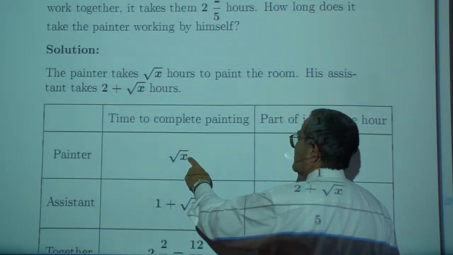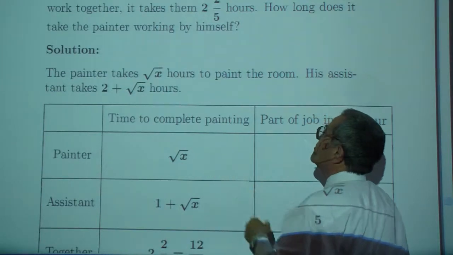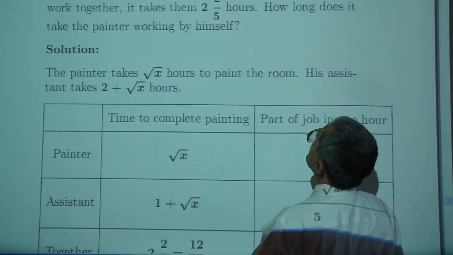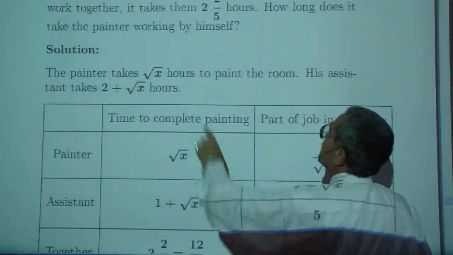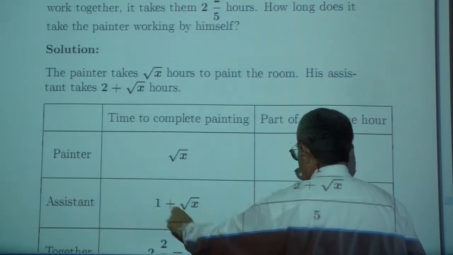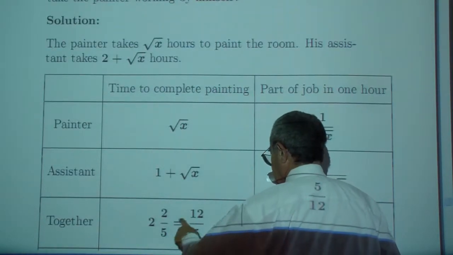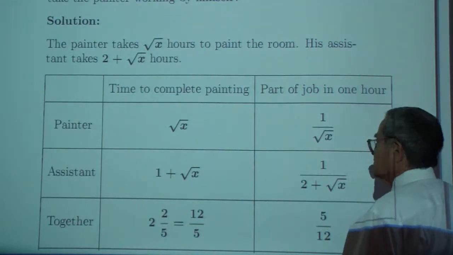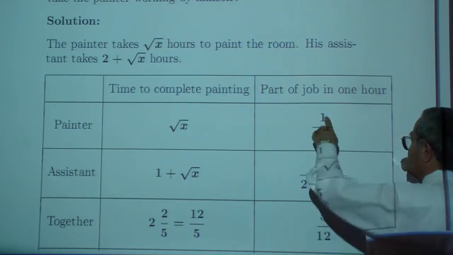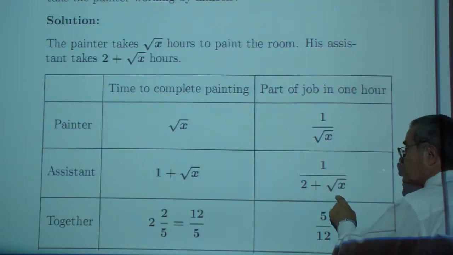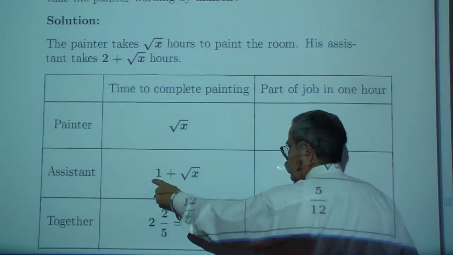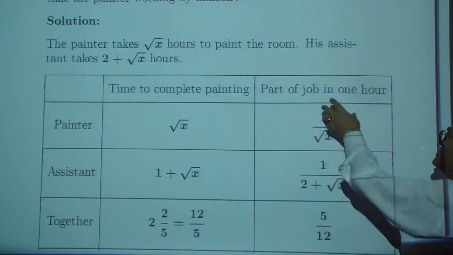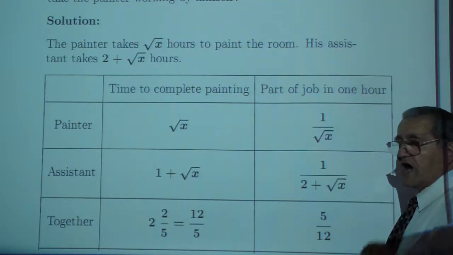The painter takes square root of x hours to paint a room or whatever he paints. His assistant does it in 2 more hours. That should be 2. And this comes out to be 12 over 5. The reciprocal is 1 over square root of x, 1 over 2 plus square root of x. That 2 is correct. That should have been a 2 here. And the reciprocal, 5 over 12. This is the portion of the job that is done in 1 hour.